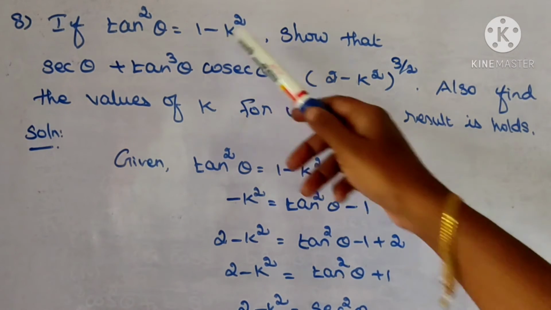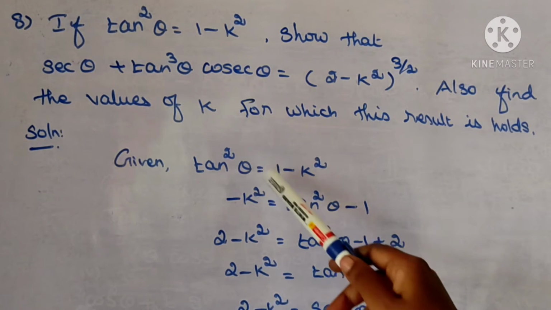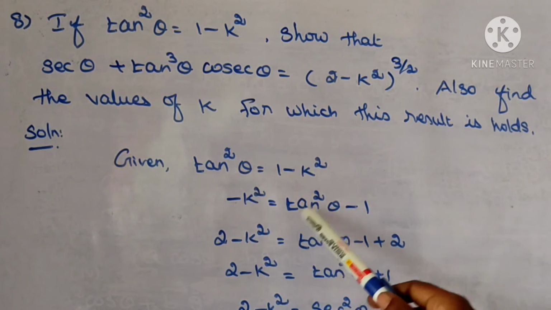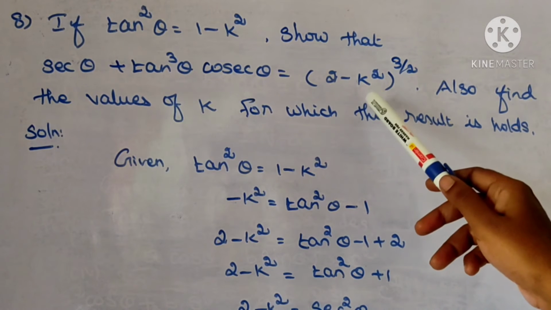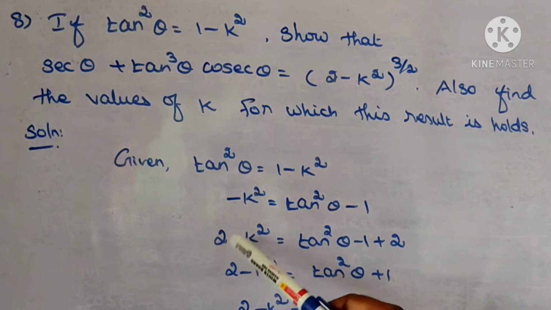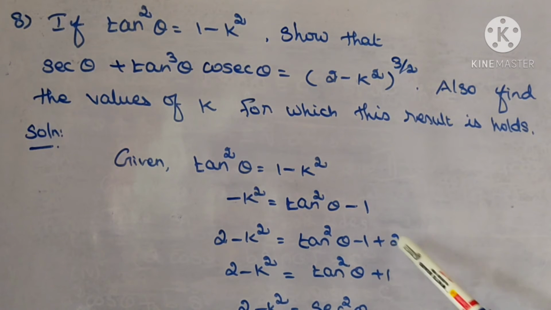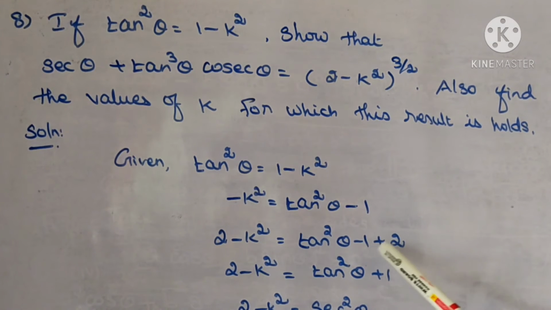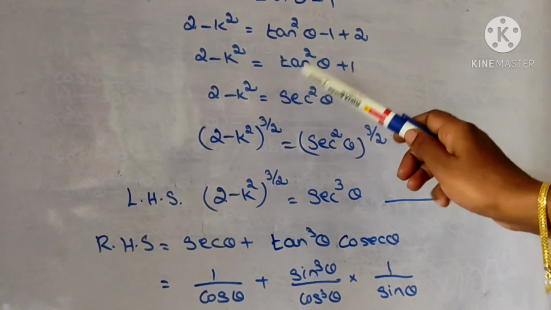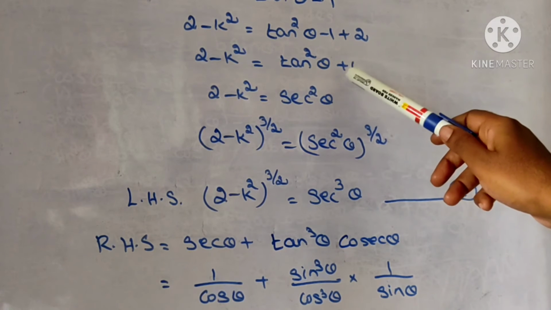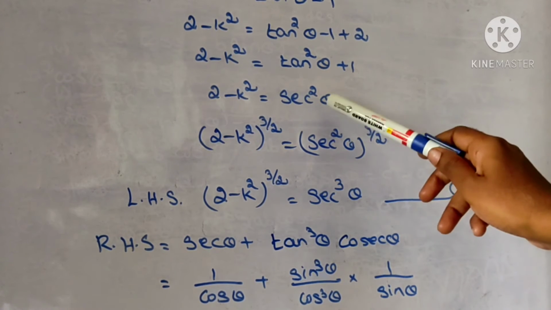So consider the given value tan square theta is equal to 1 - k square. So -k square is equal to, we take this 1 into the left side, tan square theta - 1. We want the proof part, the right side is 2 - k square, so we add 2 to both sides. So we get 2 - k square is equal to tan square theta - 1 + 2. Then simplify this, -1 + 2 is +1. So 2 - k square is equal to tan square theta + 1. But you know the identity formula, tan square theta + 1 is secant square theta. So 2 - k square is equal to secant square theta.